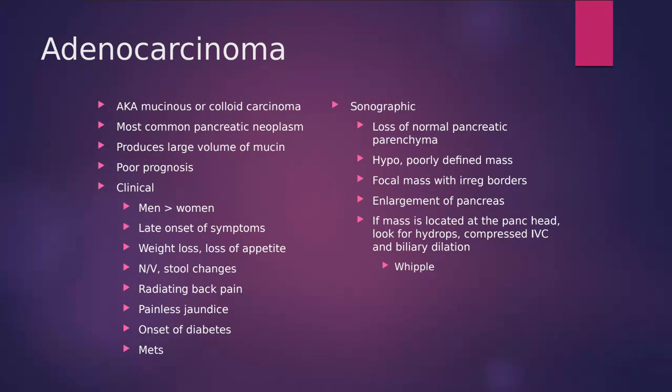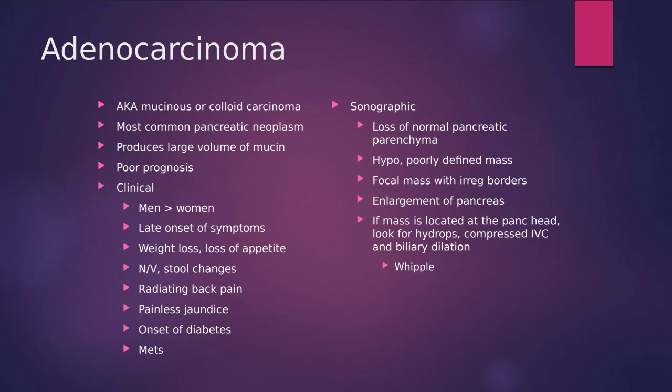And usually we only can diagnose this because the symptoms have progressed too far. So patients tend to be asymptomatic. It progresses slowly, so by the time that they have symptoms, it's a little bit too late. Patient's going to have weight loss, loss of appetite, nausea, vomiting, stool changes, radiating back pain, painless jaundice, onset of diabetes, and then unfortunately by the time that these symptoms arise and we can find this finding, it has already spread metastatically.